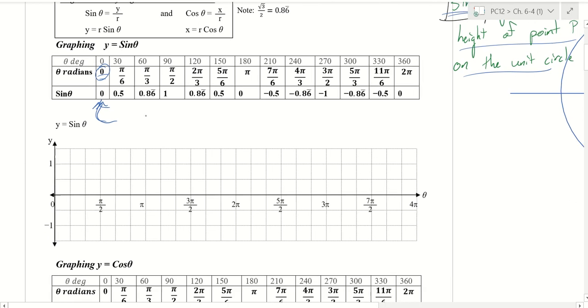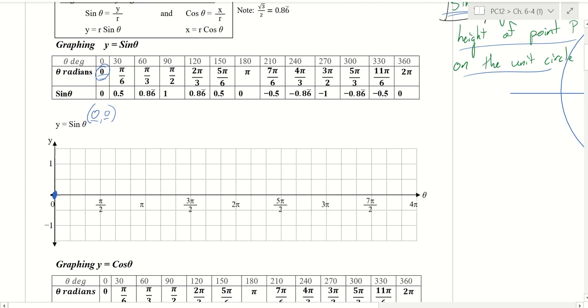So let's plug that in. What these corresponding pairs of values represent is some sort of ordered pair, right? So when we have 0 rotation, we have a point on the unit circle with 0 height. So (0, 0) is the point that we're going to draw there.